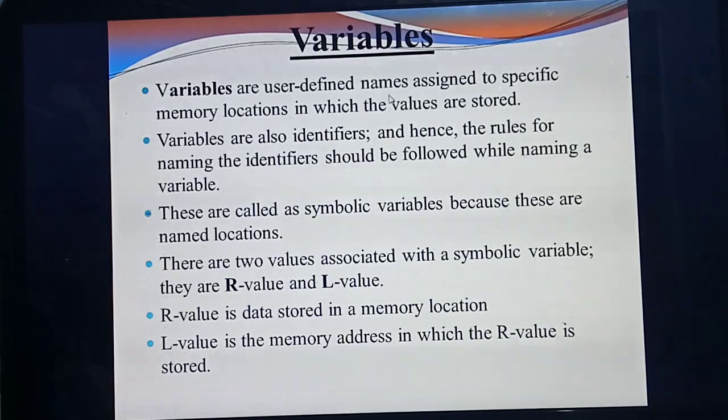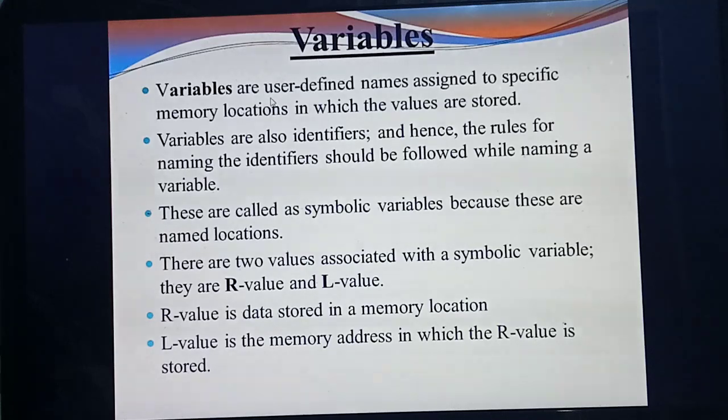Variables are user defined names, okay? The name itself is user defined. What do you mean by user defined? Who is the user? Suppose you are writing the program, then you are the user. The person who writes the program, we call the user. If I am writing the program, I am the user. So variables are user defined names; the user is defining particular names for the variables. Okay, so this is the definition.